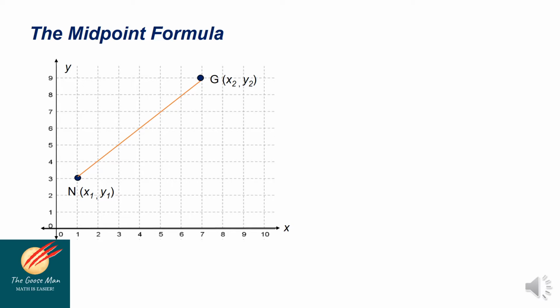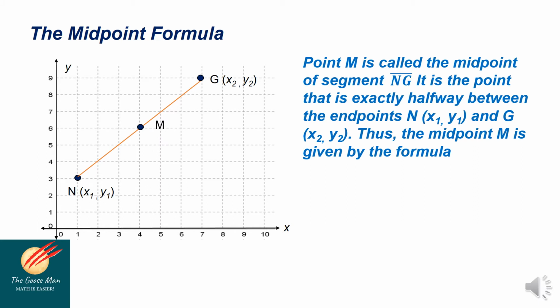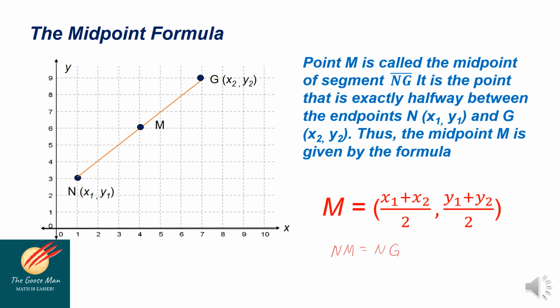To illustrate the midpoint formula, let us consider the points N that has coordinates of x sub 1, y sub 1, and G has coordinates of x sub 2, y sub 2. Now, if we have a point M, that point M is called the midpoint of the segment NG. It is the point that is exactly halfway between the endpoints N (x sub 1, y sub 1) and G (x sub 2, y sub 2). Thus, the midpoint M is given by the formula M is equal to (x sub 1 plus x sub 2 all over 2, comma, y sub 1 plus y sub 2 all over 2). And also, we can say that NM is equal to MG because the point M will divide the line segment NG exactly into two equal parts.